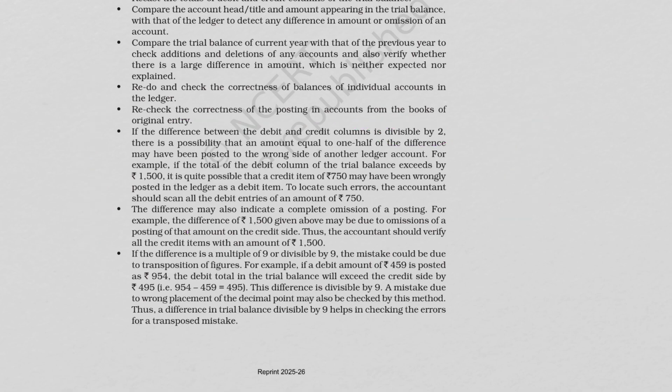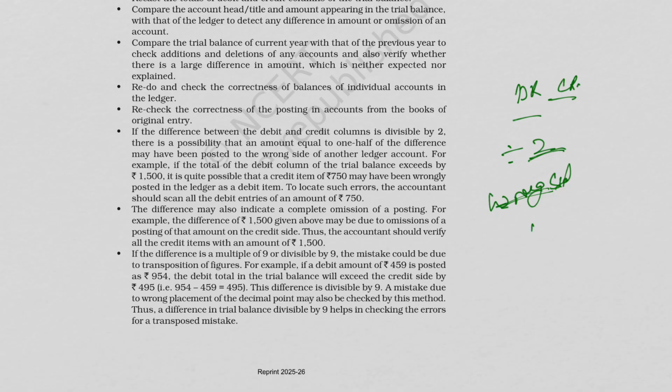So another careful clue is to check whether the difference between the debit and credit totals is divisible by 2. If the difference is divisible by 2, it may indicate that the amount has been posted on the wrong side of the ledger. So let us see the example that has been given here.